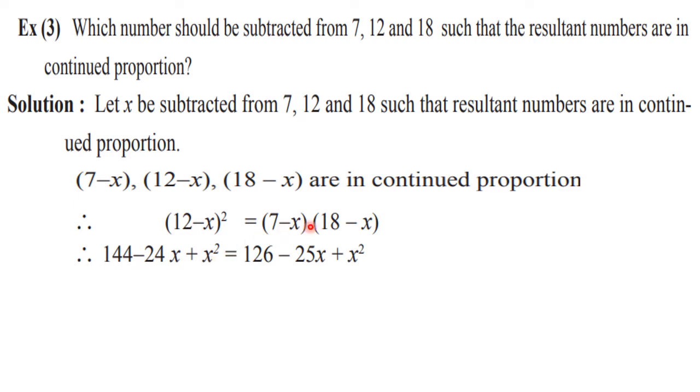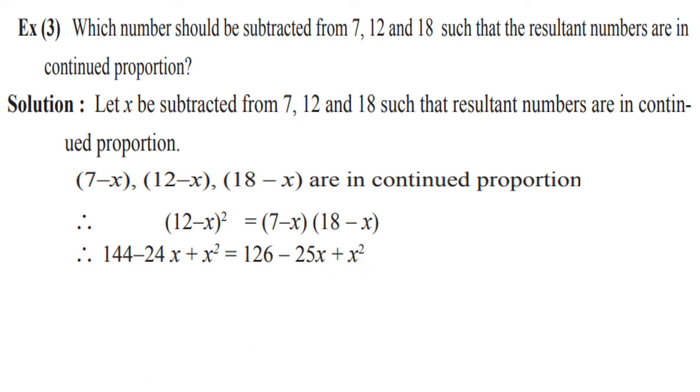Now here you have to do the multiplication. You have to multiply each term by each term. So how it is done? See, 18 into 7, that is 126. Now see, this 7 into minus x is minus 7x, and minus x into 18 is minus 18x. So minus 7x and minus 18x, if we add, we will get minus 25x. Or simply add these two numbers and write down the variable present there, that is x. And finally minus x into minus x is plus x square.